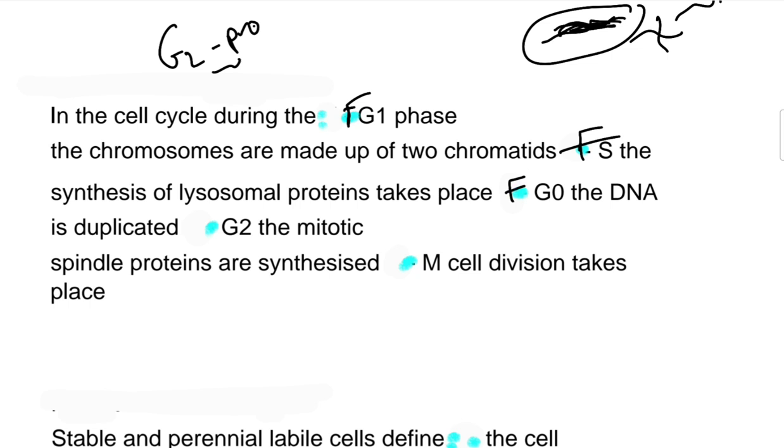G2, the mitotic spindle proteins are synthesized. This is correct. In G2, the cell starts preparing for M phase, where mitosis will start to happen. This means that the two centromeres will start to move far from each other and create the microtubules, which are the spindle fibers.